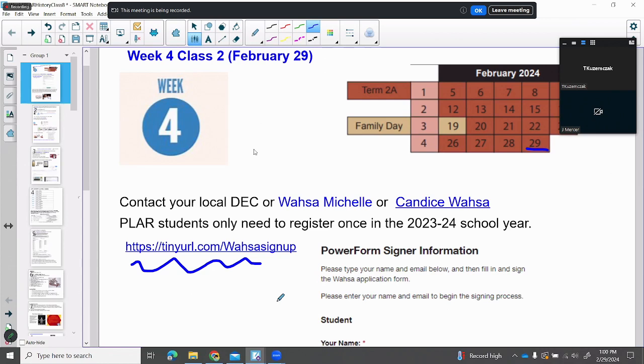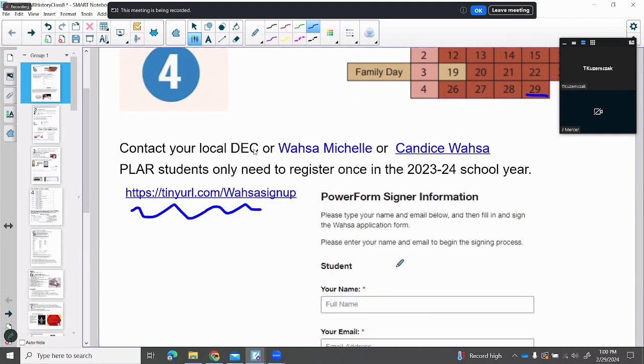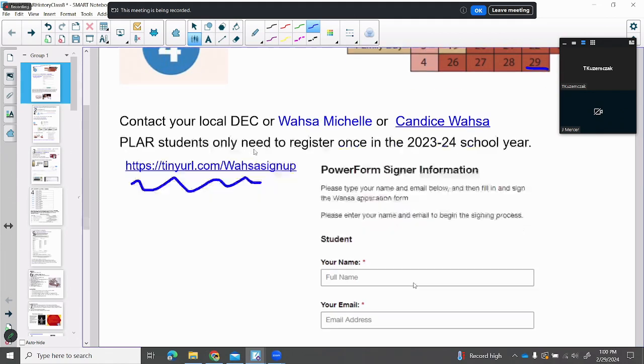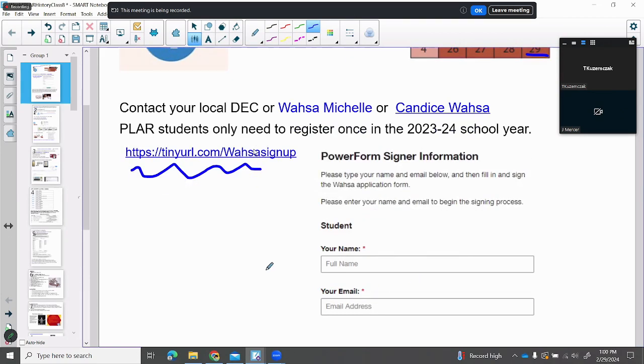So the application form online looks like this. It's a power form signer information. You can type your name and email below, so you do need an email address. Make sure you put in your full name. For example, I would put my name here, and then you would require an email address to put in where it says email address. So make sure it's the one that you use.